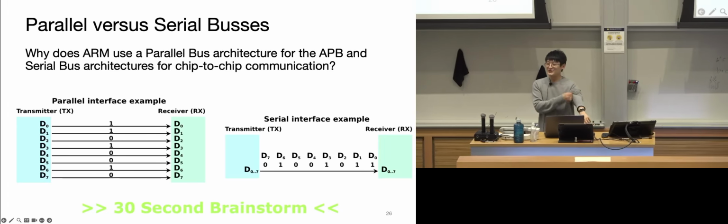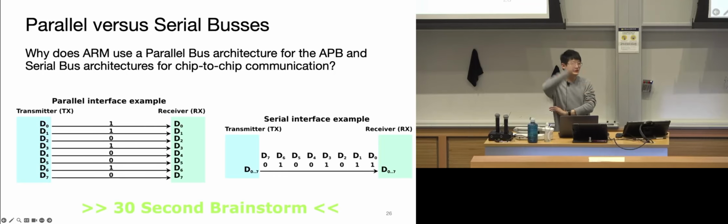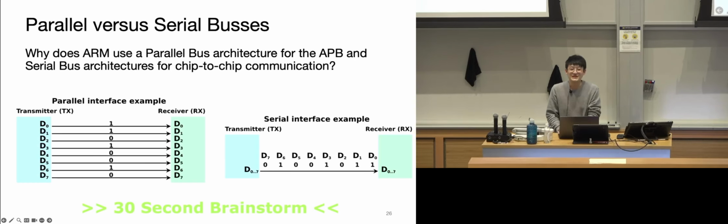Seems like you guys reached some agreement between the groups. Who wants to share? What do you think is the reason why the ARM uses the serial for chip-to-chip communication? Any thoughts? Any guesses? Yeah.